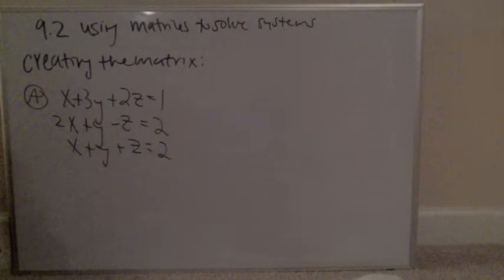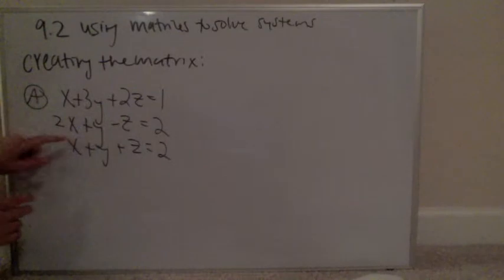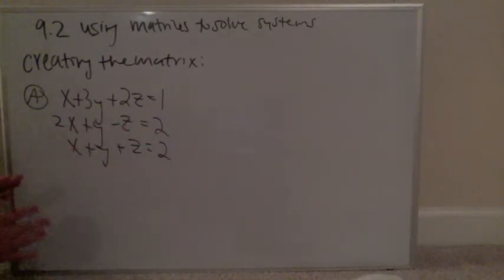Now, how to create the matrix is you first have to make sure they're all in the proper order and they're all there. So we see x, y, z equals answer, x, y, z equals answer, x, y, z equals answer. So all of the parts are there and they're all in order.